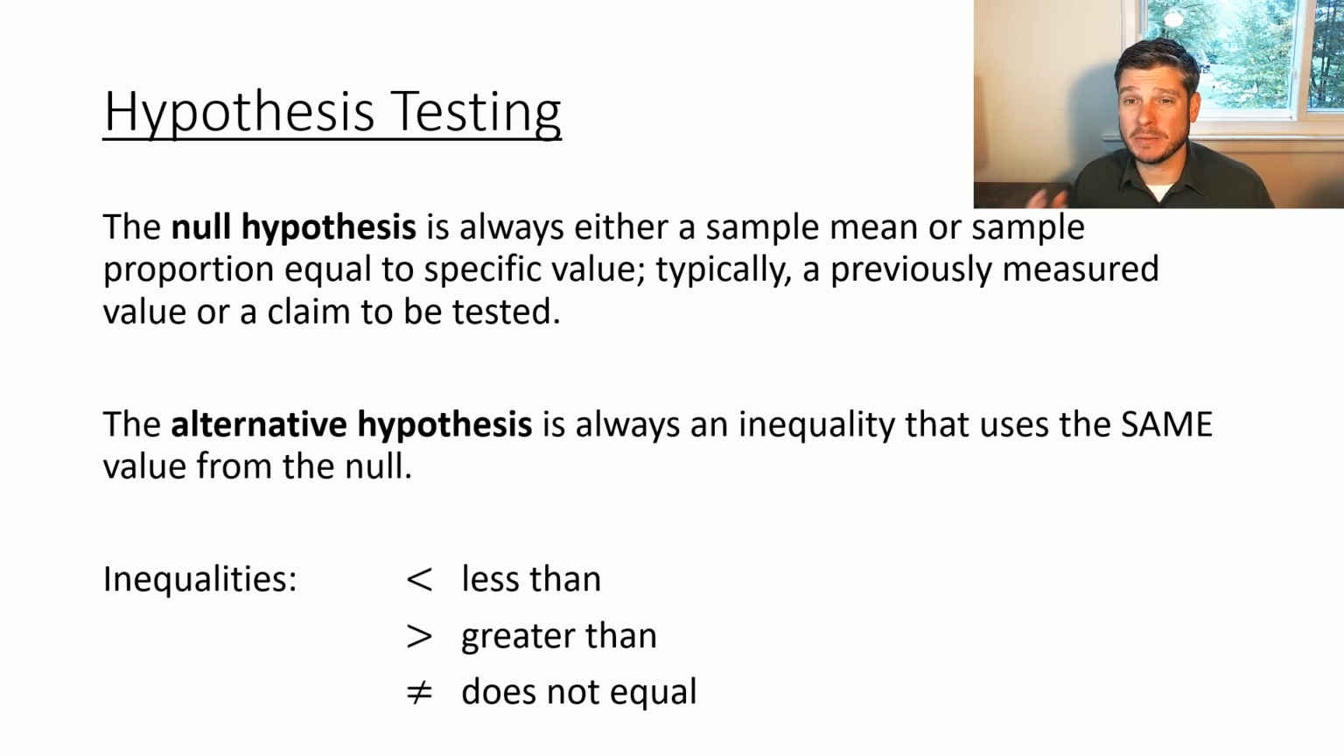All right, so if you notice from these examples, the null hypothesis is always just either a sample mean or a sample proportion equal to a specific value, typically a previously measured value or claim, although sometimes we don't have claims to base it off of, but that's okay. Typically it'll be given. The alternative hypothesis is an inequality that uses the same value from the null, but uses an inequality. So our alternative hypothesis is always that it's going to be less than, or greater than, or not equal to it. We don't know what the value is going to be. We just think it's going to be in some way not equal to what is given to us.